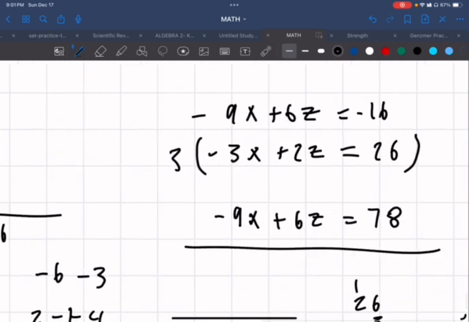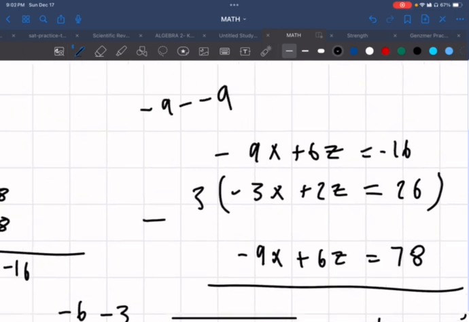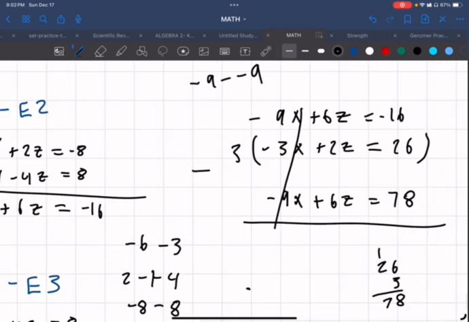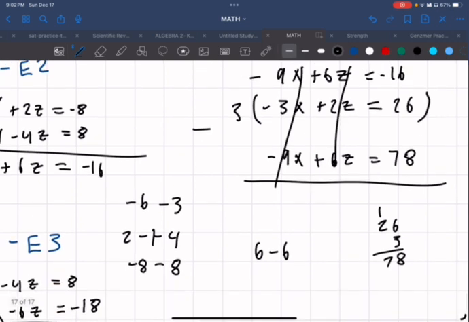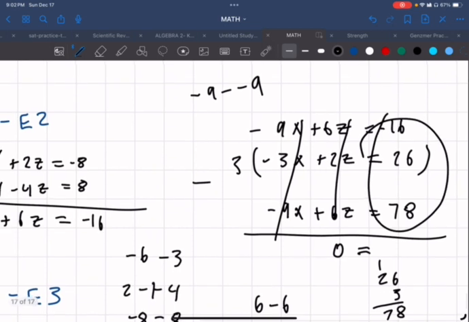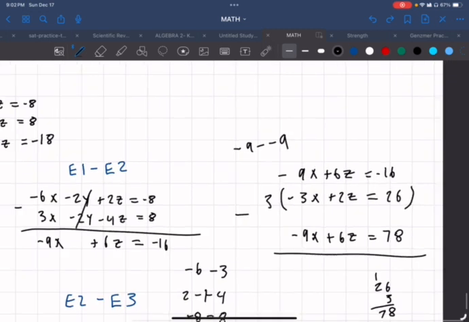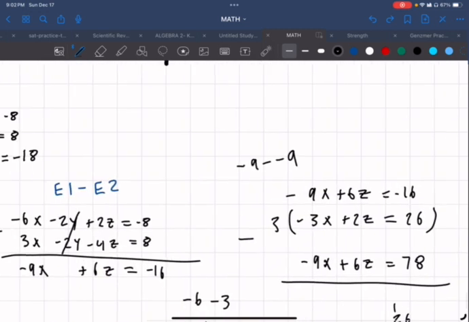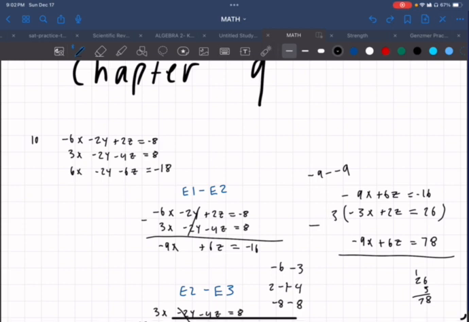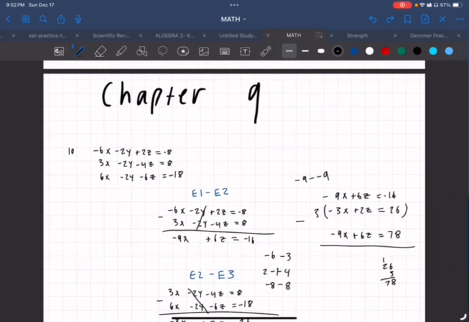Okay, well let's just see. We can get rid of x by taking negative 9 minus negative 9, which cancels. And 6 minus 6. So now we have 0 equals whatever this is. So this would be no solution, because it can't equal negative 16 and 78, since both of these would cancel out when you subtract them. Let's see what the actual answer is. I don't know if you tried to cancel out some other terms, how that would turn out. Yeah, so this one is no solution.